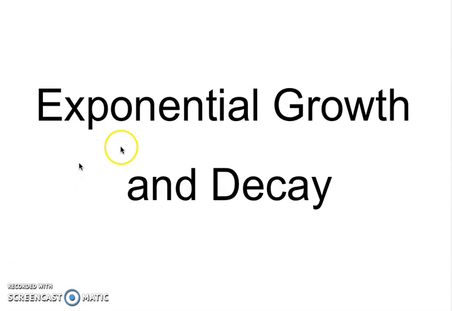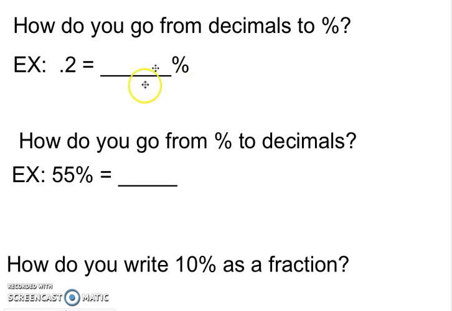Okay, so time to learn about exponential growth and decay. There are a few things that we need to be able to do to be successful with exponential growth and decay. So first thing is you need to know how to go from decimal to percent. To go from decimal to percent, you move the decimal twice or times by 100.